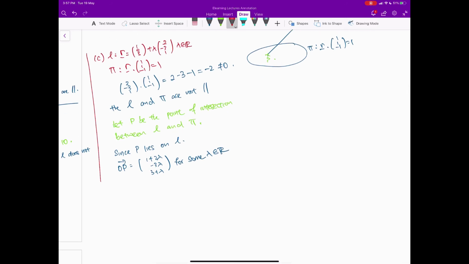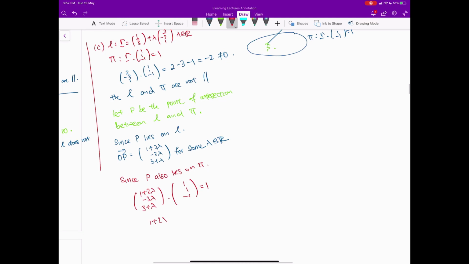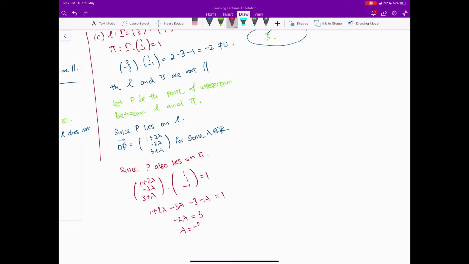And since P also lies on the plane, we learned from the scalar product of the plane that (1 + 2 lambda, -3 lambda, 3 + lambda), which is my OP, dot with my normal (1, 1, -1), should give me 1, since OP lies on the plane. So I just quickly expand: 1 + 2 lambda - 3 lambda - 3 - lambda should give me 1. After a quick simplification, I will get -2 lambda equal to 3. So lambda will be equal to -3/2.